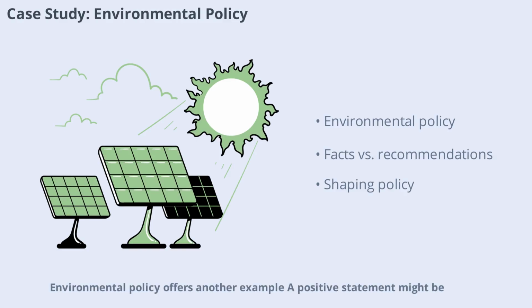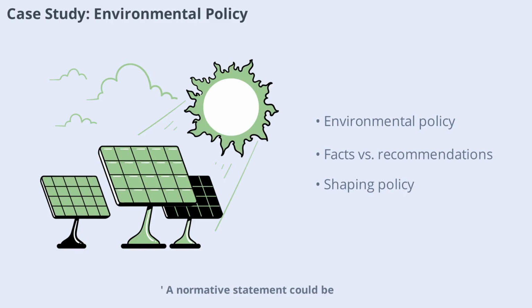Environmental policy offers another example. A positive statement might be, carbon emissions have increased by 10% over the past decade. A normative statement could be, we should reduce emissions to protect the planet. The first is a fact while the second is a recommendation based on values. Both are important for shaping effective environmental policy.